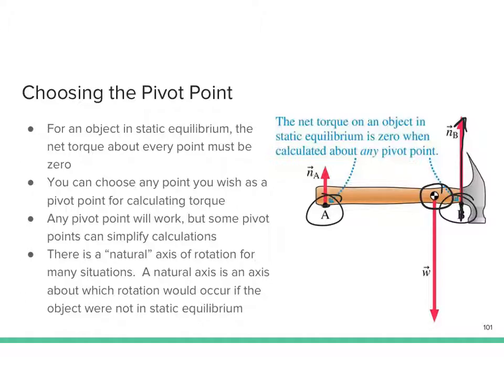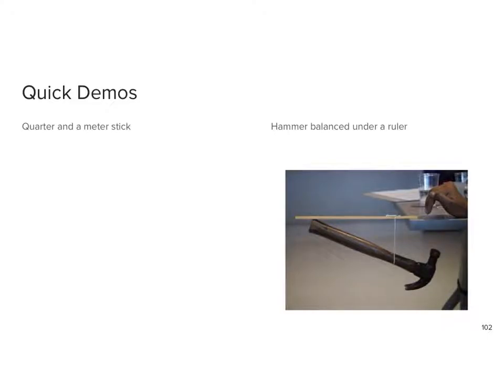Versus from A, which is much further away, which will have a much smaller torque. So I can do a couple quick demos in class.